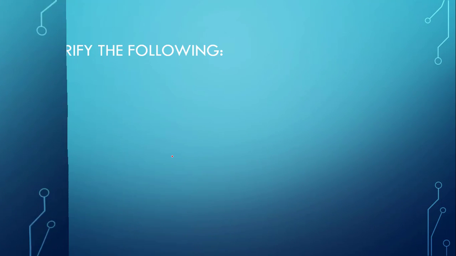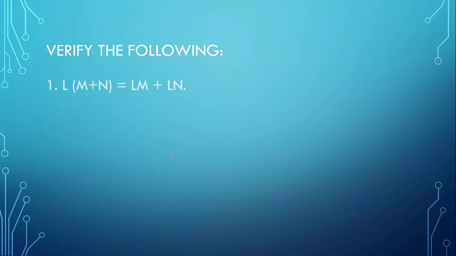Now in the next section of today's session we will see how to validate or prove the equivalence of the given regular languages. So here we have the first question that says L dot (m plus n) is equal to Lm plus Ln. So let's see how to solve such types of questions.